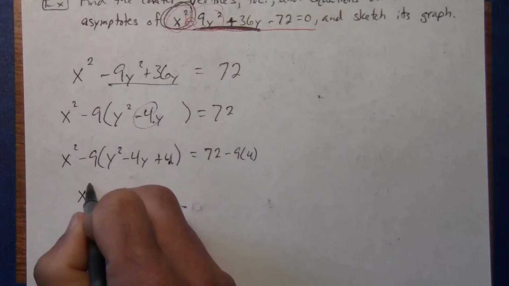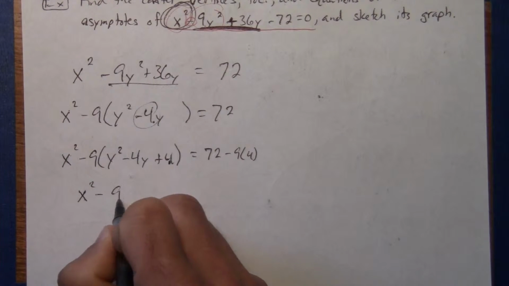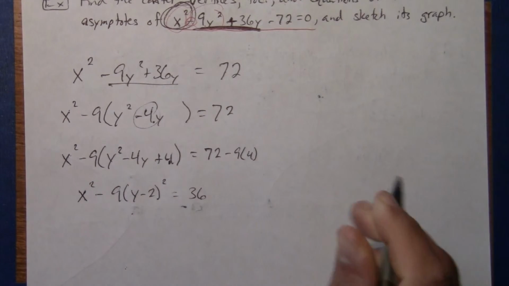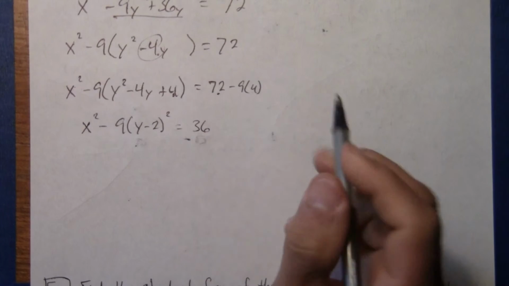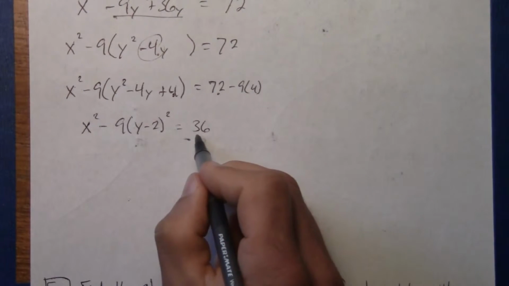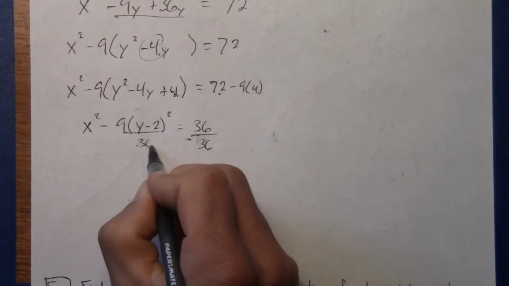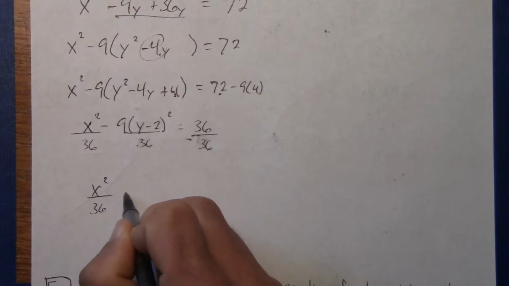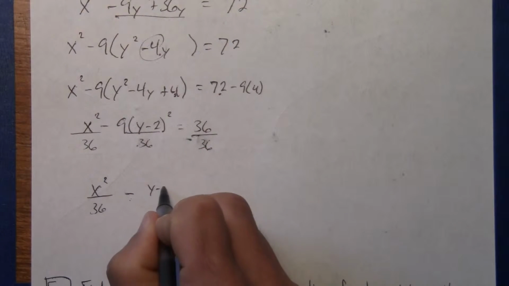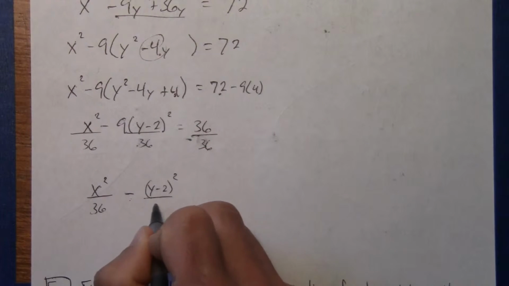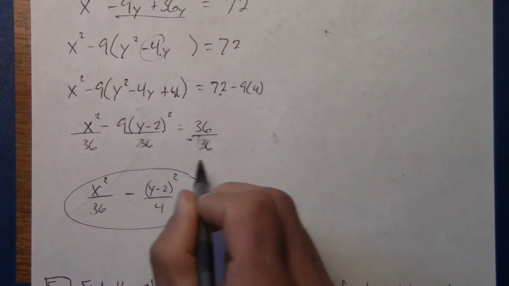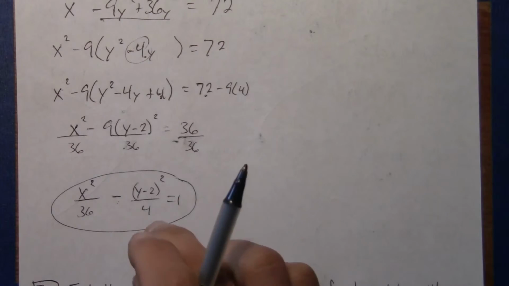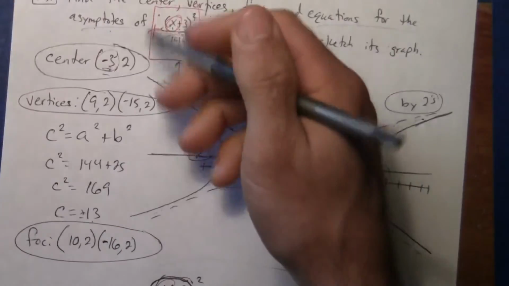And so now, completing the square, I have x squared minus 9 times the quantity y minus 2 squared is equal to 72 minus 36, which is 36. And then last thing, I want this to equal 1, so I divide everything by 36. That gives me x squared over 36 minus, that would simplify to 1/4, so it's the quantity y minus 2 squared over 4 equals 1. And now I've got it in standard form. And like I said, realistically, that's the heart of this problem. If you can get there, then you're basically just doing this again.